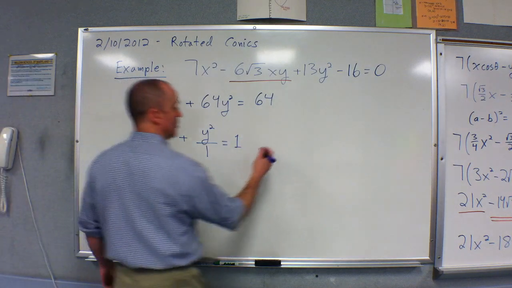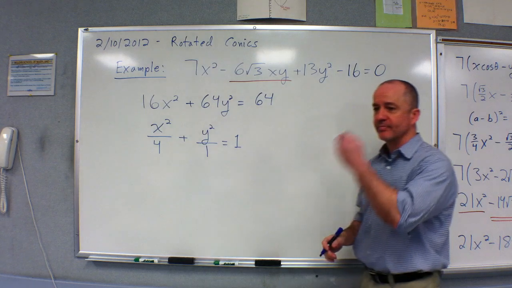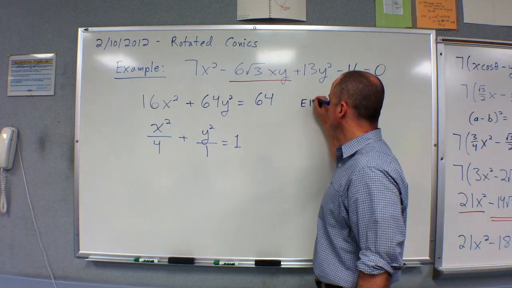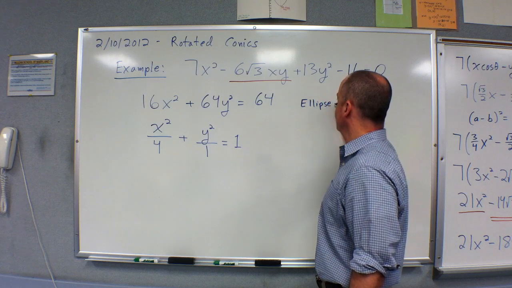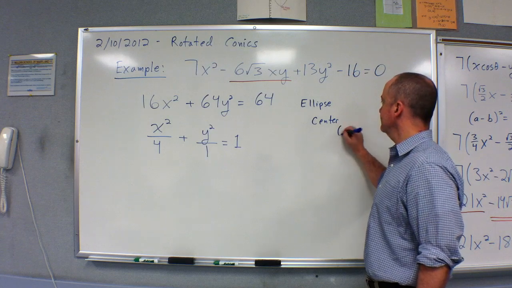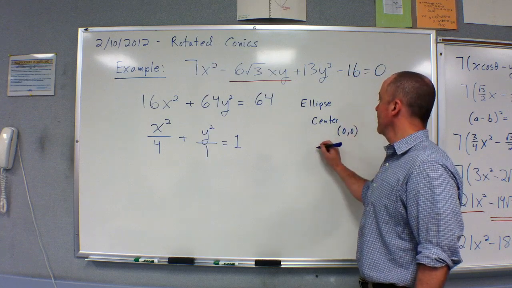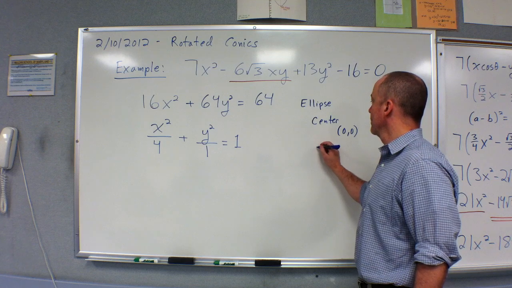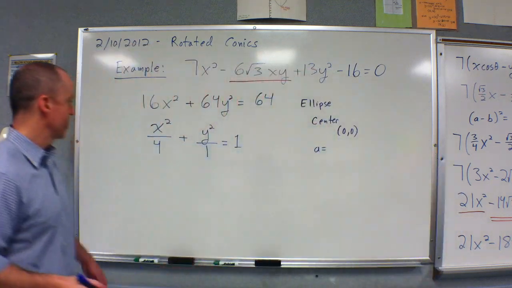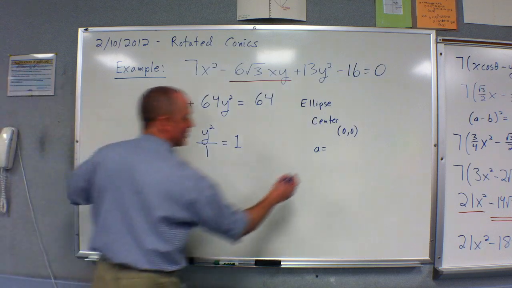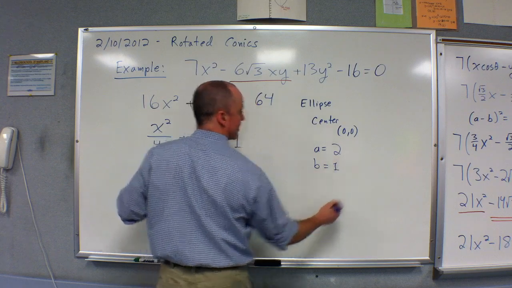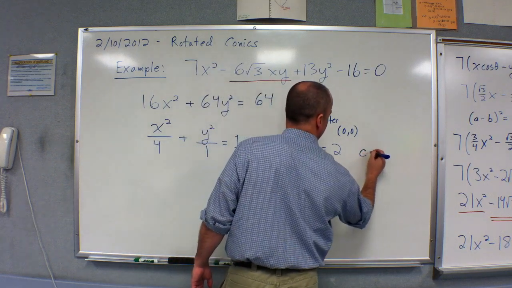Well, what is this? You guys tell me. It is an ellipse. Where is the center? The center is 0, 0. Excellent. What does A equal? A squared equals 4, so A equals 2. And B squared equals 1, so B is 1. So we know it goes 2 units left and right, and it goes 1 unit up and down.